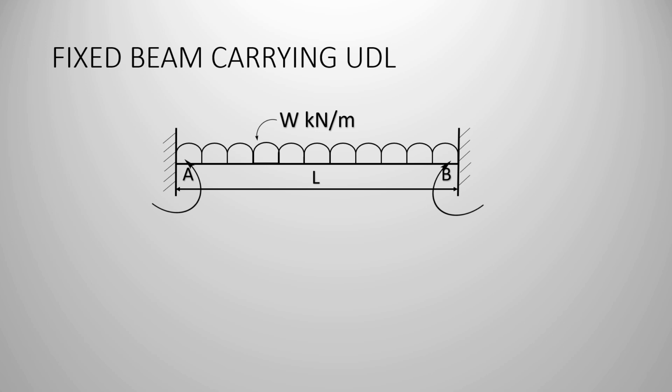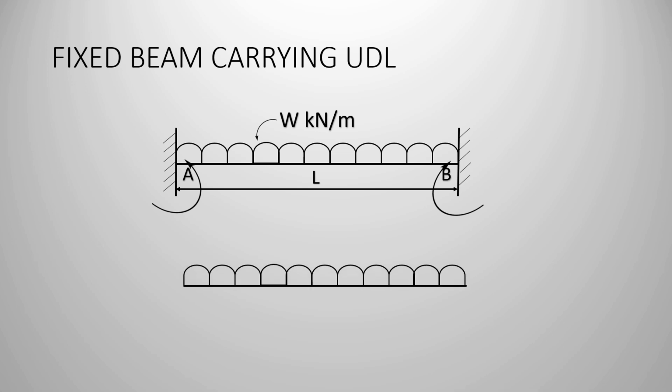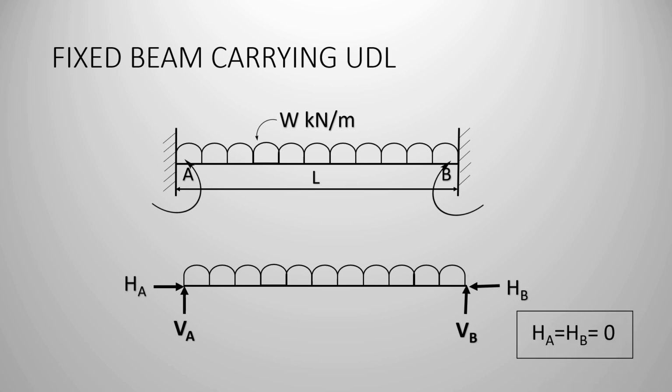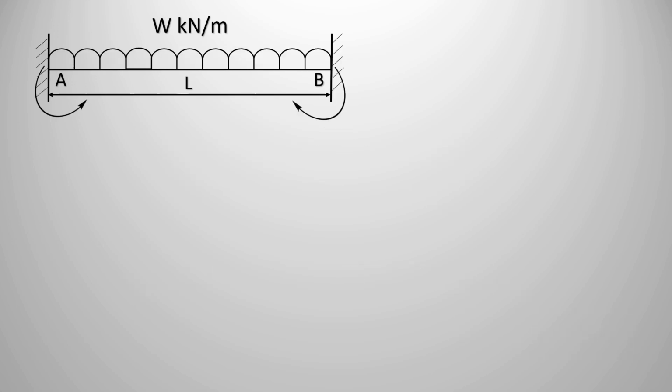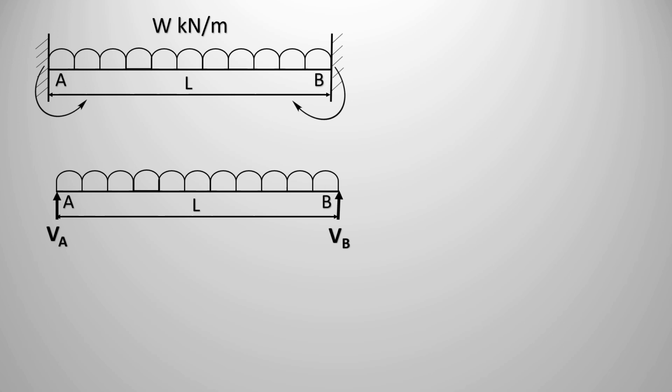In the first case, we will treat this beam as a simply supported beam. You can analyze a simply supported beam by using three equations of equilibrium. In this case, the HA and HB values are 0 since no horizontal loading is acting on the beam. So HA and HB are equal to 0. So in the first case, we will assume it as a simply supported beam.